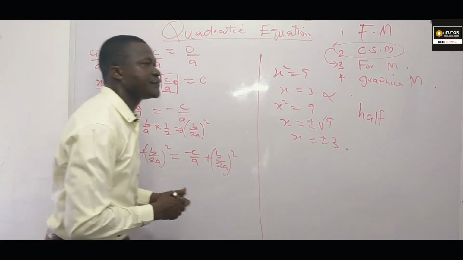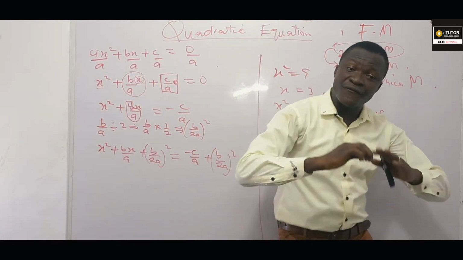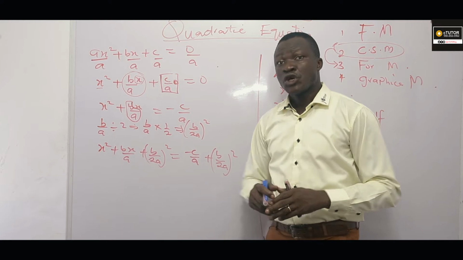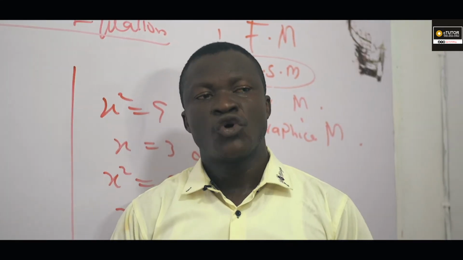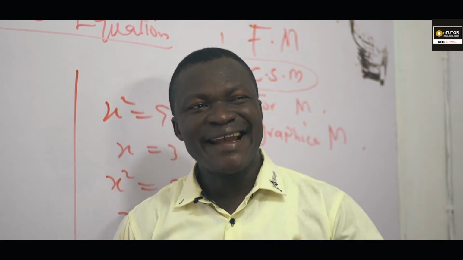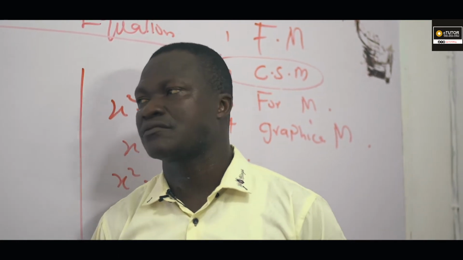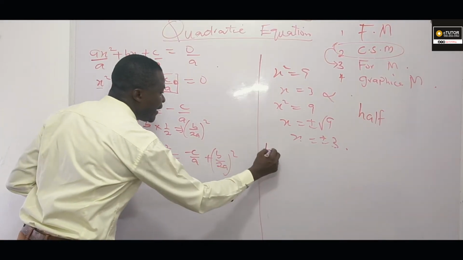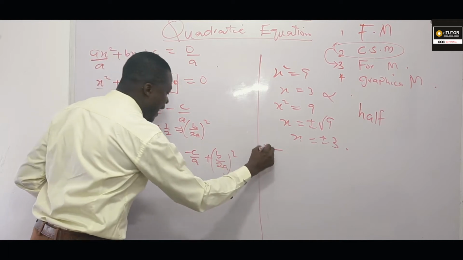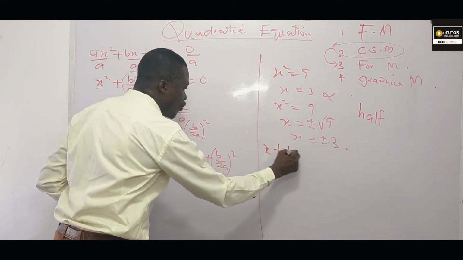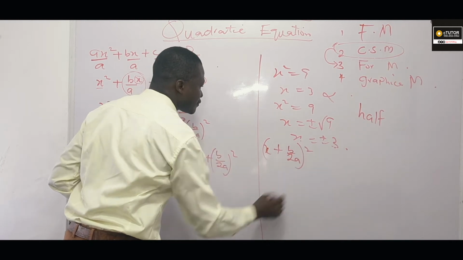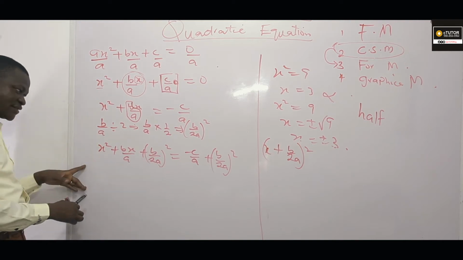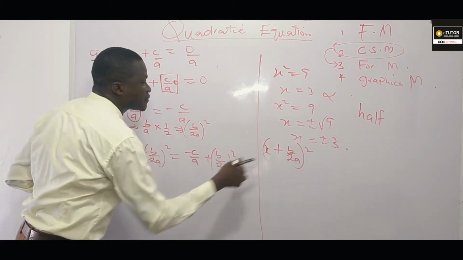Step 4 now. As I said earlier, step 3 and step 4 are very, very important. Step 4, please take notes. To complete the square, the left-hand side becomes x plus b over 2a, squared. I will go back again. To complete the square, the left-hand side, the whole story from here down here, becomes this.